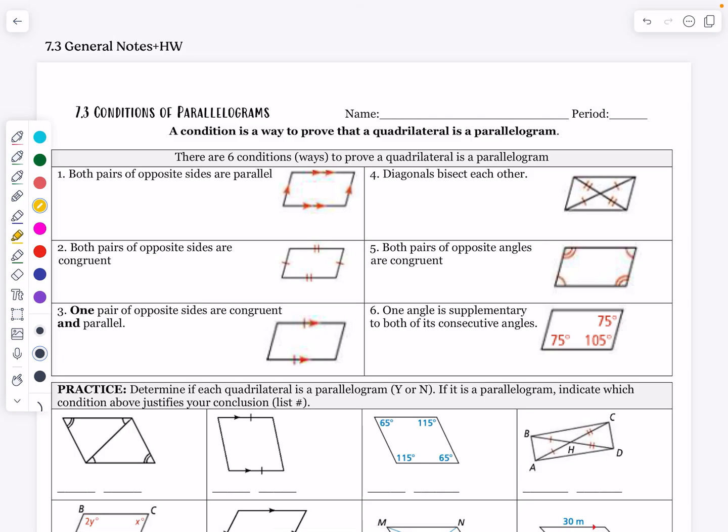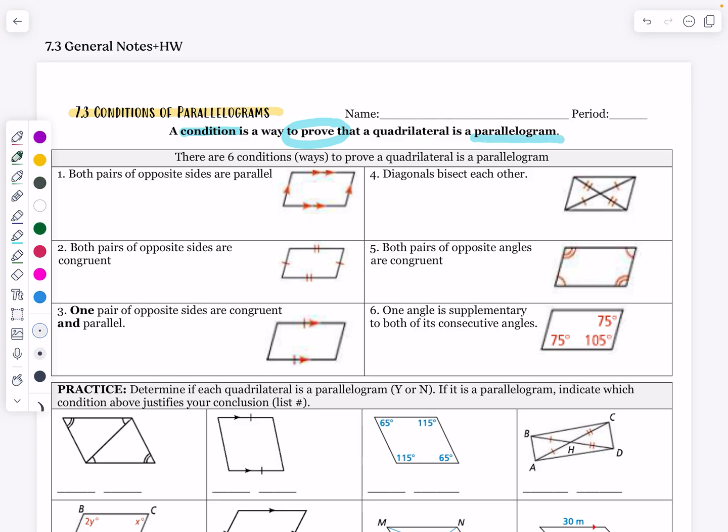Hello everyone, and welcome to our 7.3 notes, Conditions of Parallelograms. So what is a condition? A condition is just going to be a way to prove that a quadrilateral, a four-sided shape, is a parallelogram.